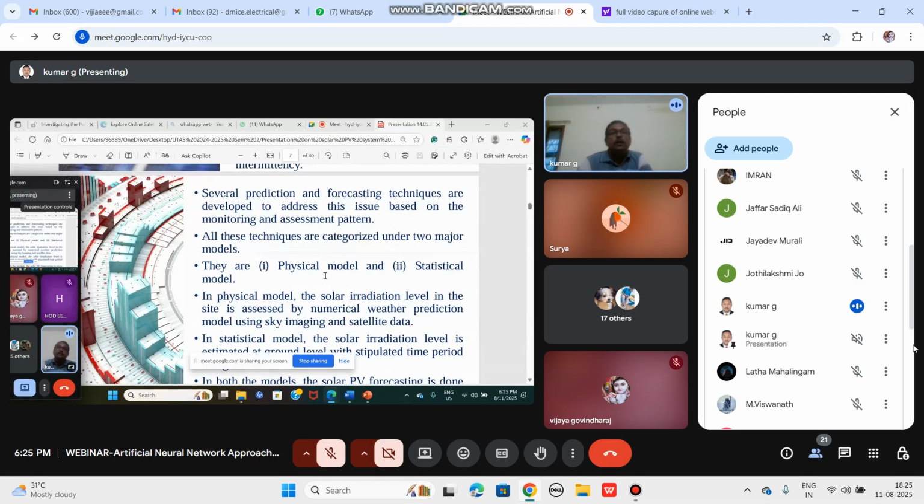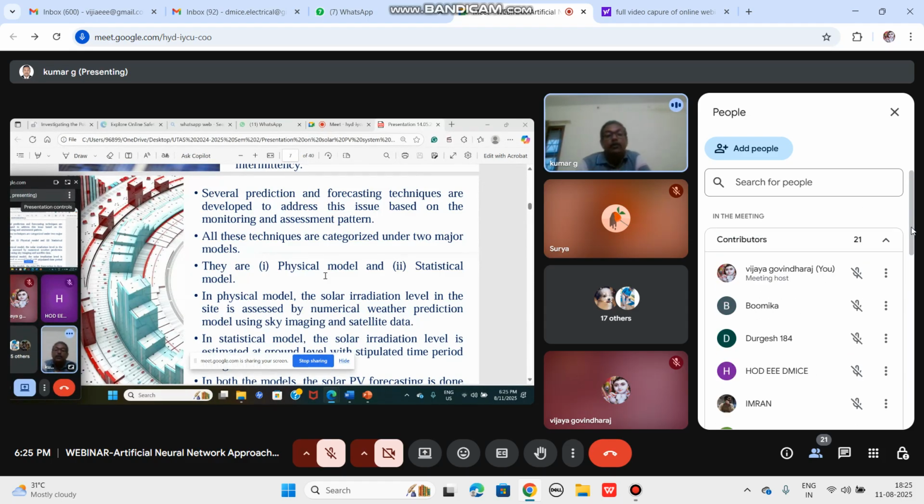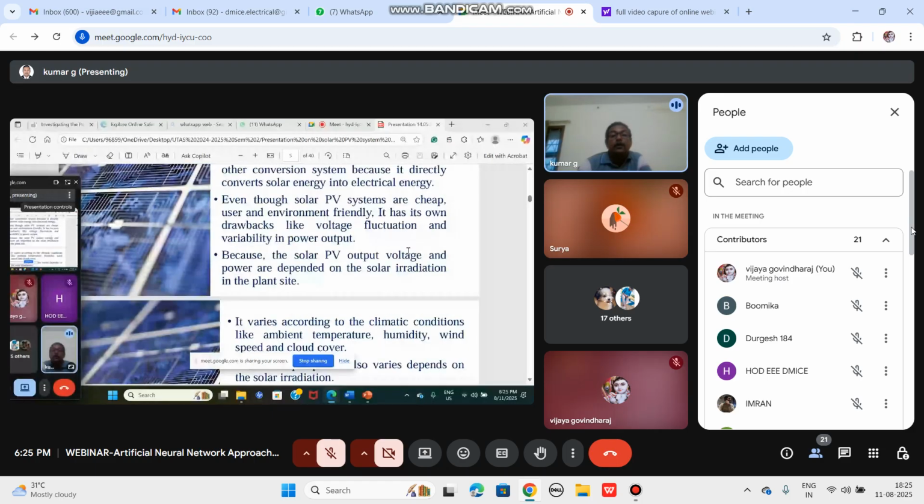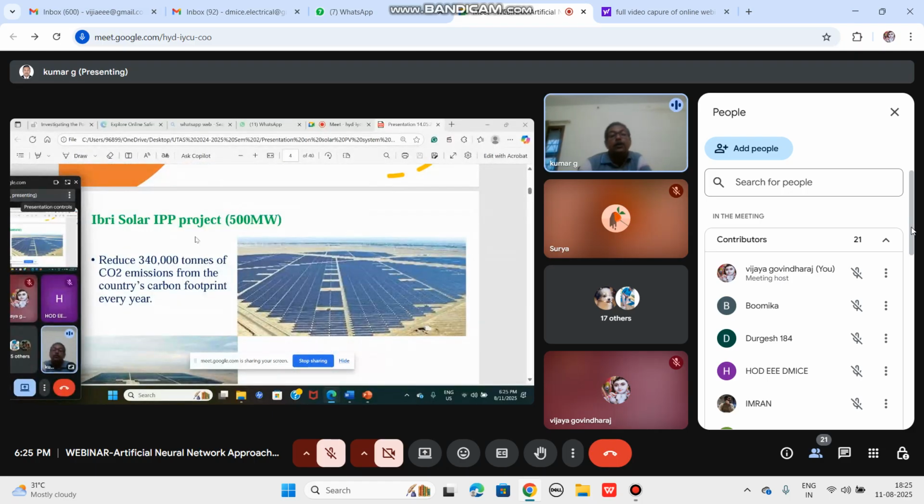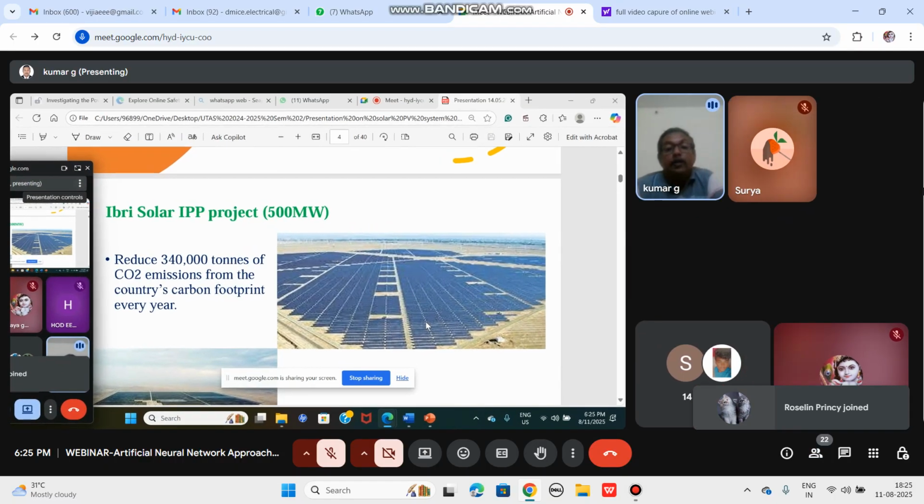What are the techniques used to do the solar PV forecasting? Physical model and statistical model. These are the two main categories that have so far been implemented by researchers to do the solar PV forecasting. In the physical model, they use it in large scale power plants, like 500 megawatt. This is the Ibri solar power plant, a 500 megawatt power plant. They are saying lakhs of solar PV modules are used here. Here they are using the physical model.